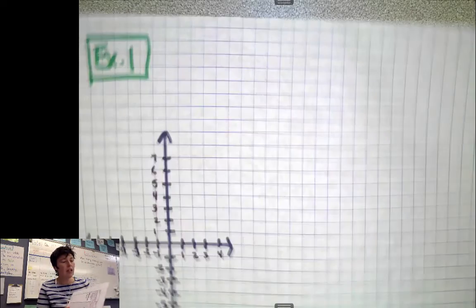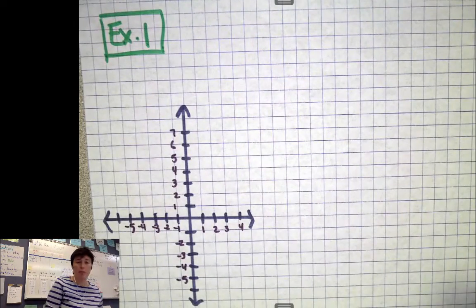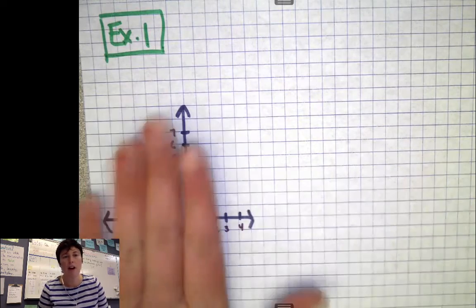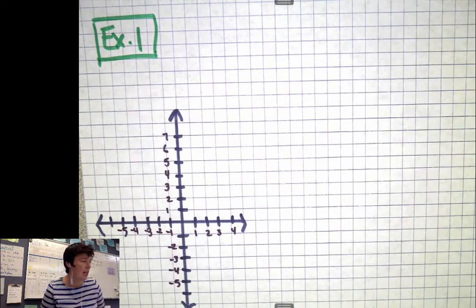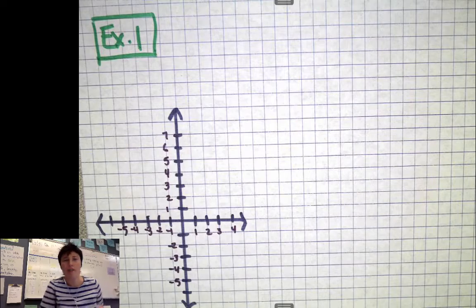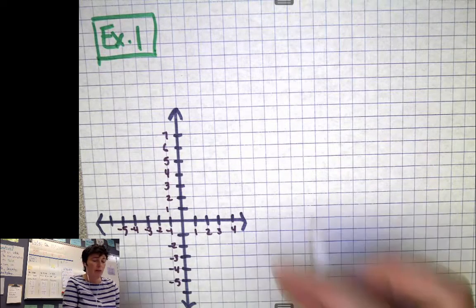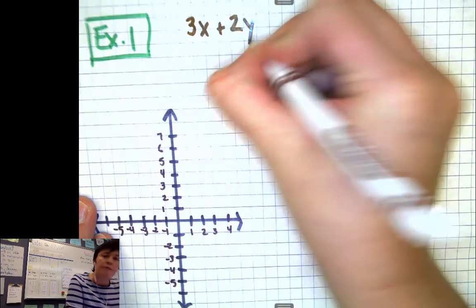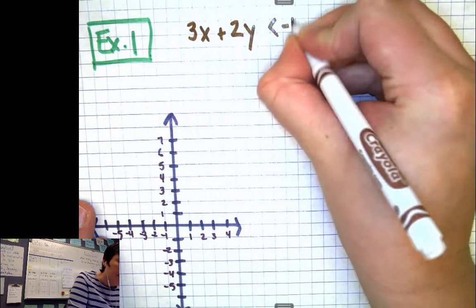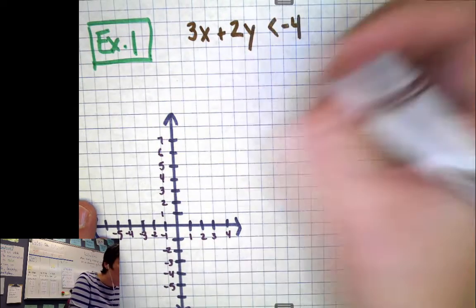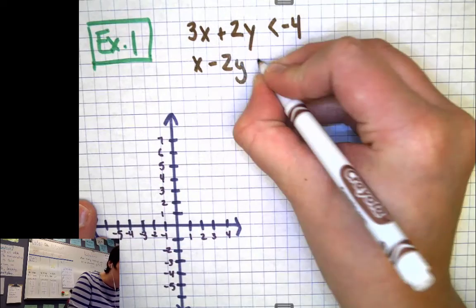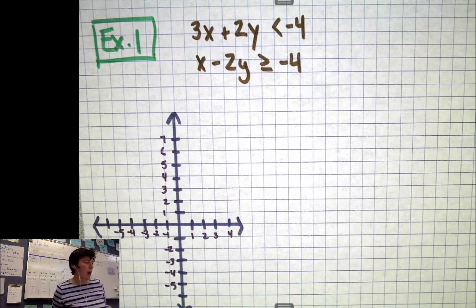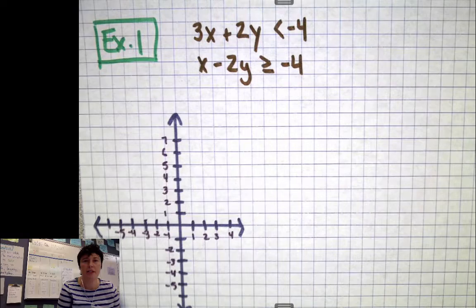Let's do it. Here is our first problem today. We're going to write example 1, and I kind of cheated ahead of this video. It's not really cheating, but I already set up my graph because I knew that's what I was going to be doing today. So you can pause your video and set up your graph if you want. Here's the system that we're going to be working on. We want to graph 3x plus 2y is less than negative 4. At the same time, we also want to graph x minus 2y is greater than or equal to negative 4. And we want to see what this graph looks like. That is our first example.